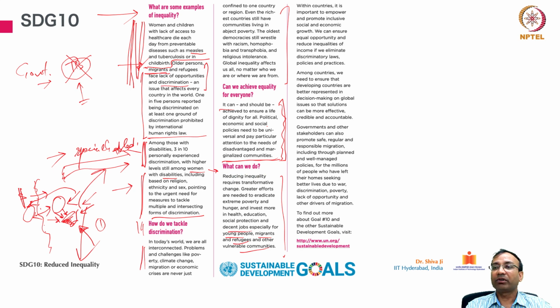We can ensure equal opportunity and reduce inequalities of income if we eliminate discriminatory laws, policies, and practices. So there may be some discriminatory rules and regulations still being practiced in some countries. For example, if you take some of the Gulf countries, women do not have voting rights, right? They cannot drive alone on the road, right? They cannot go to movies and cinema halls alone, right? And they are supposed to wear some particular kind of clothes all the time, right?